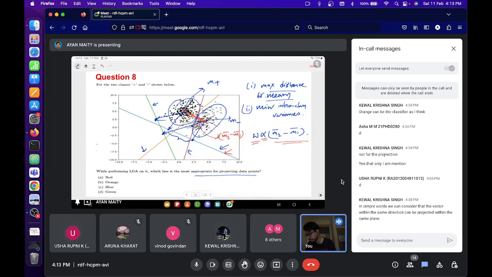Yeah, so you can just visually see that if you project these two means on the green line, the distance between these two projected means is not as much as if we project it on the blue line. If we project it on the blue line, then it is the highest. We can easily see that.